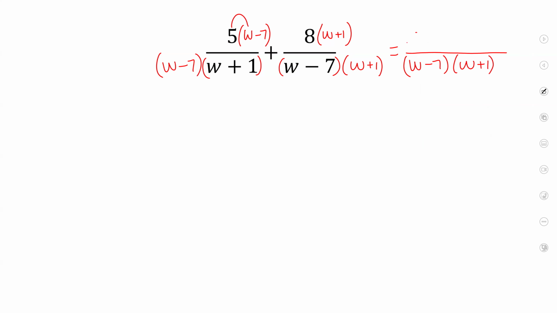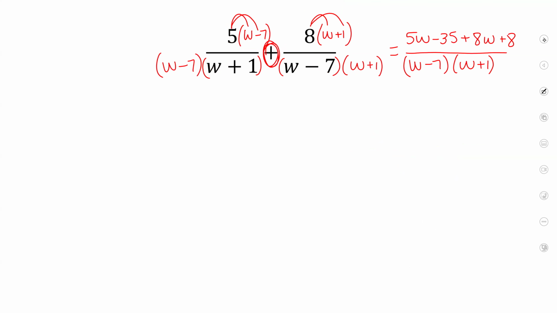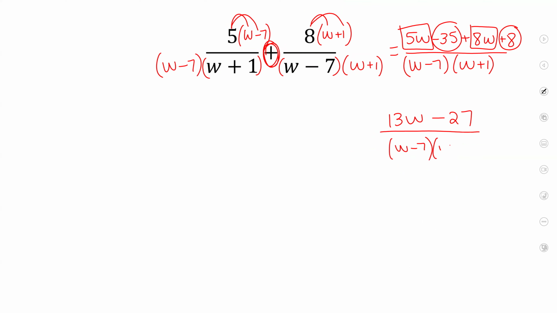This is 5w minus 35 plus 8w plus 8. You don't have to worry about distributing when you're adding. But if you're subtracting, make sure that negative goes to both things. But we're adding here. Okay, so 5W plus 8W is 13W. Negative 35 plus 8 is negative 27. All over my denominator. And this can't be factored, so this is your final answer.